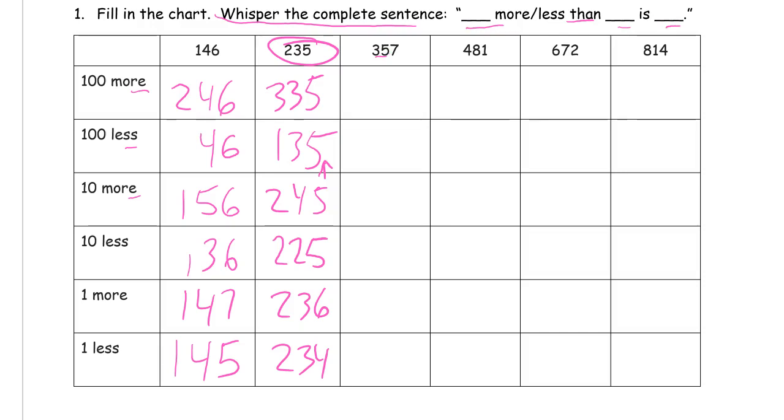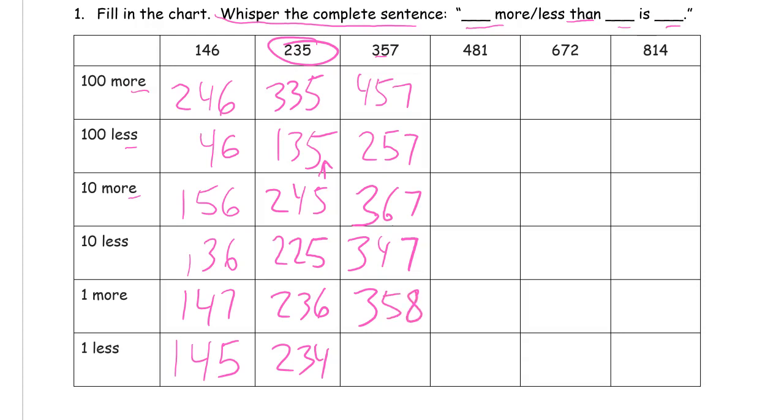357. 100 more than 357 is 457. 100 less than 357 is 257. 10 more than 357 is 367. 10 less than 357 is 347. 1 more than 357 is 358. And 1 less than 357 is 356. If you catch me making a mistake on this chart, and I really could make it, leave a note for me. Send me an email or put it in the comments.